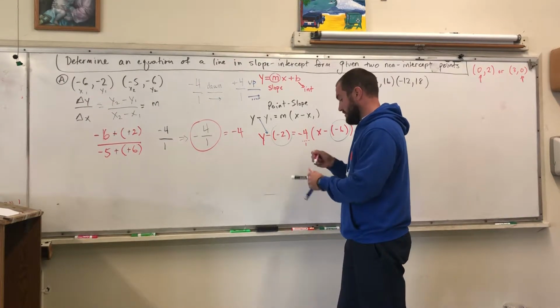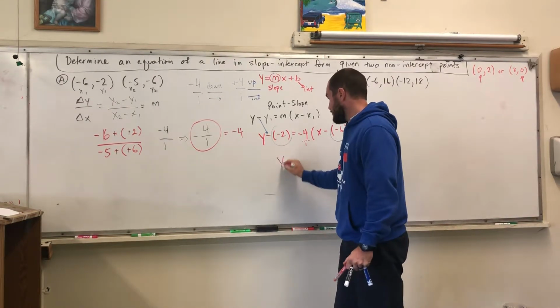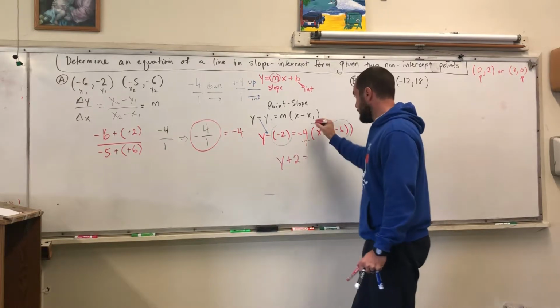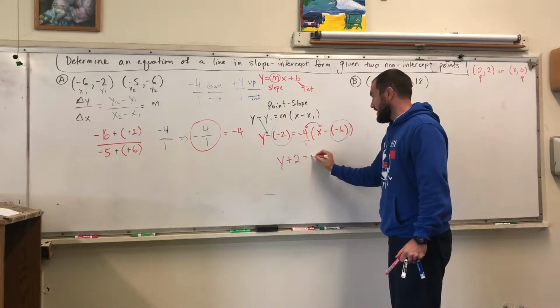So let's say we have a y plus 2. Distribute -4 times x.